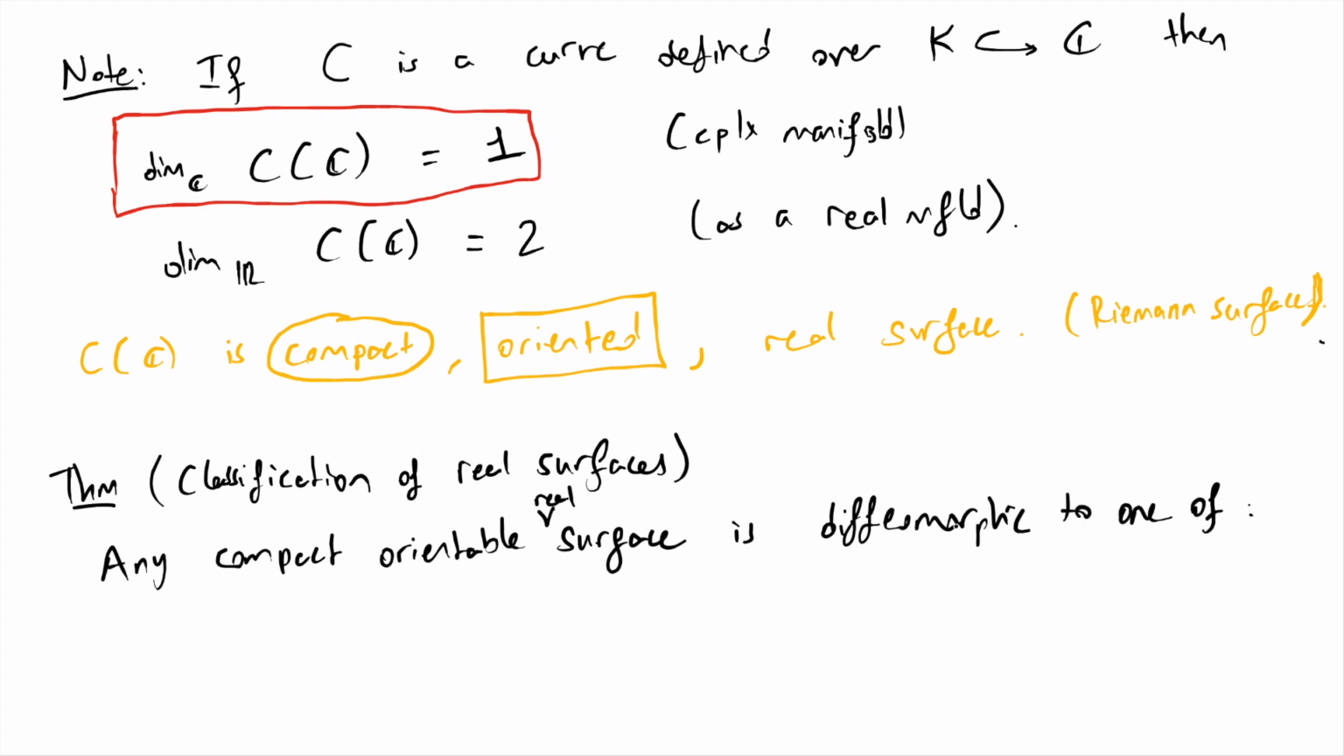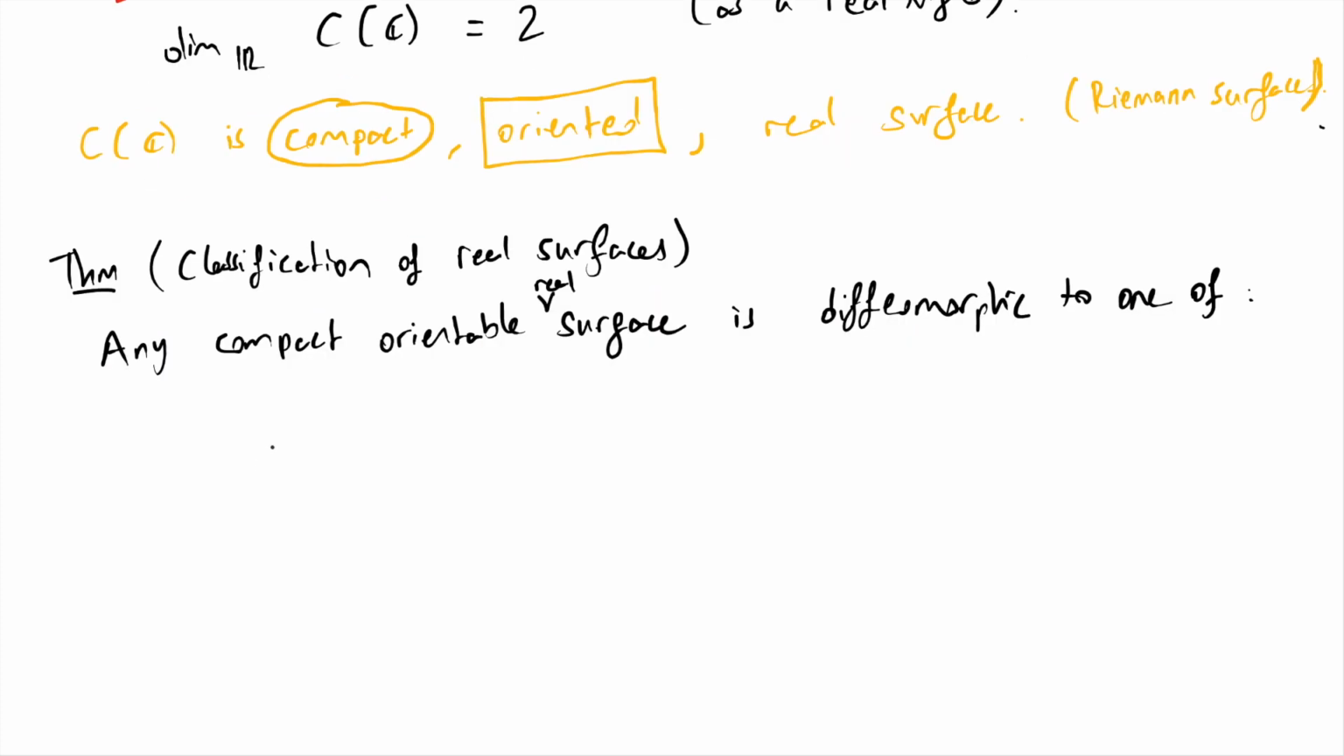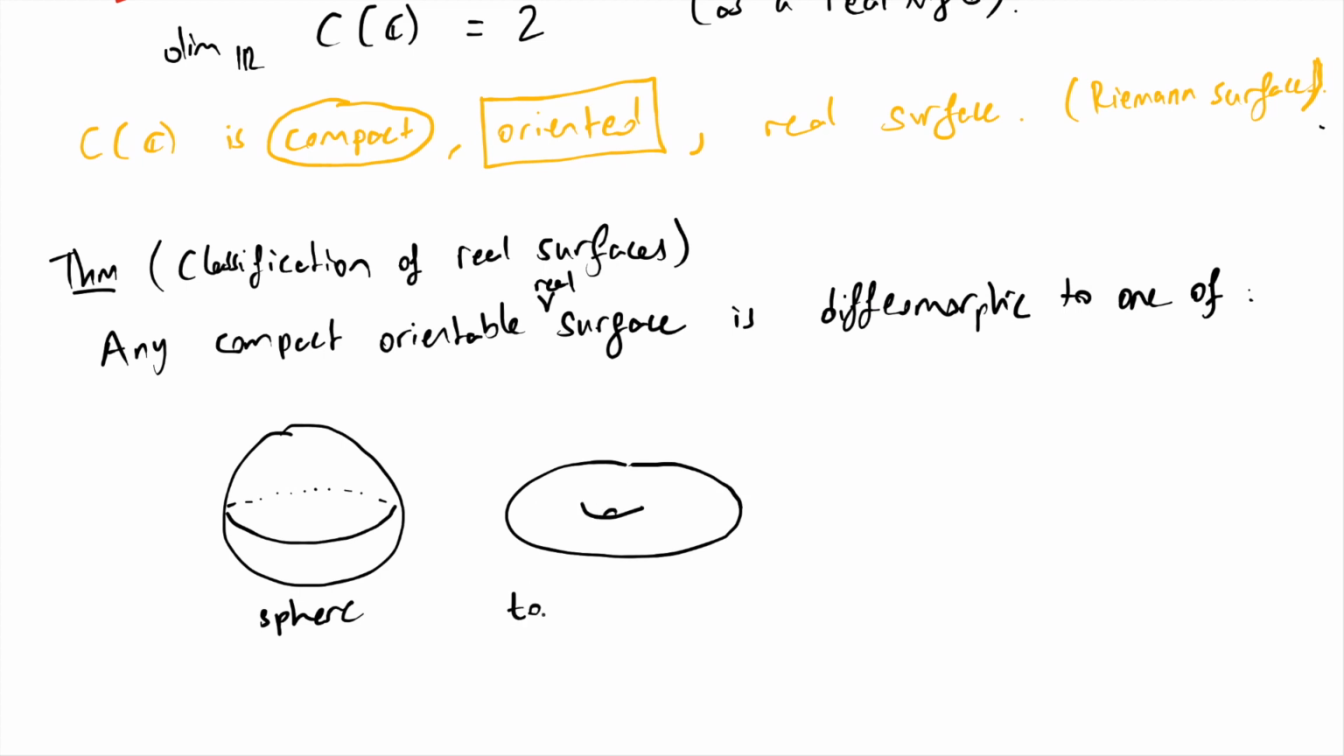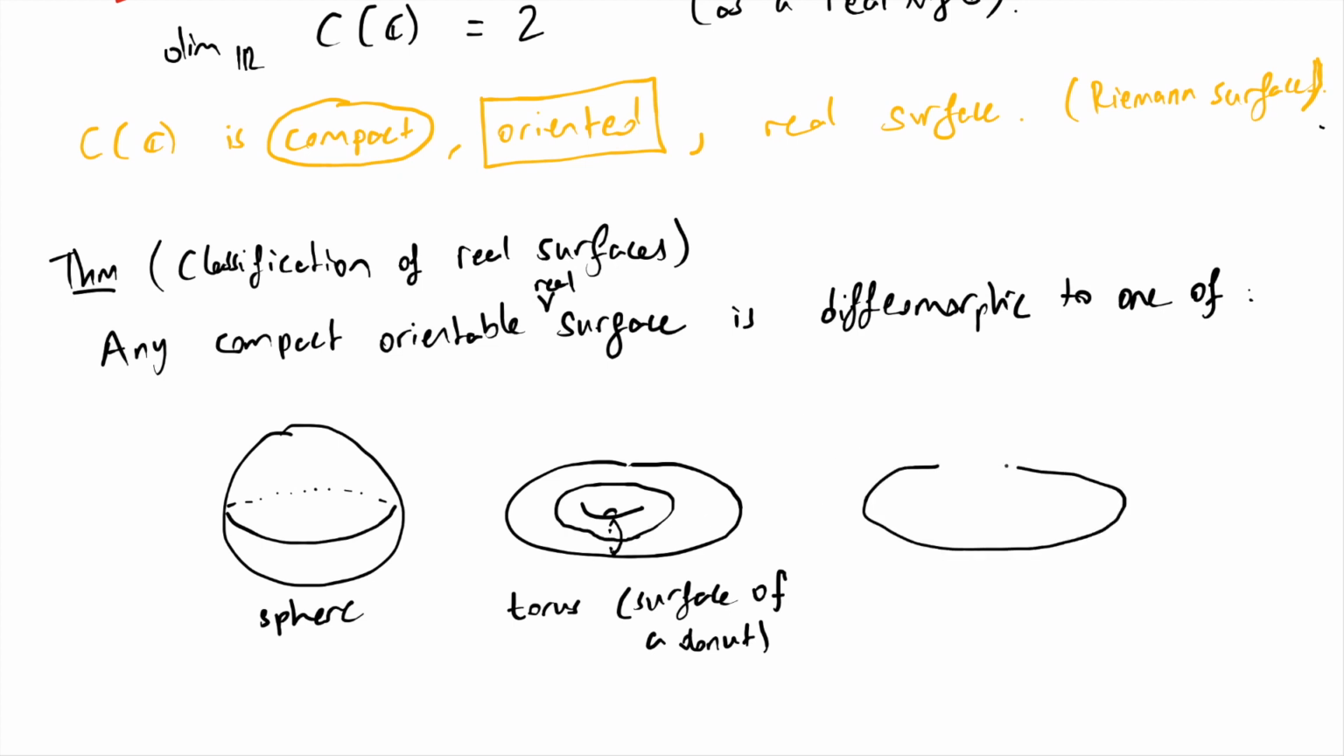This surface will be diffeomorphic to one of the following representative objects. You can have a sphere, you can have a torus. This is a torus, or the surface of a donut. So here you may have a loop, for example, and a loop like this to represent the geometry of this thing. Or you can have two of these handles, or three.